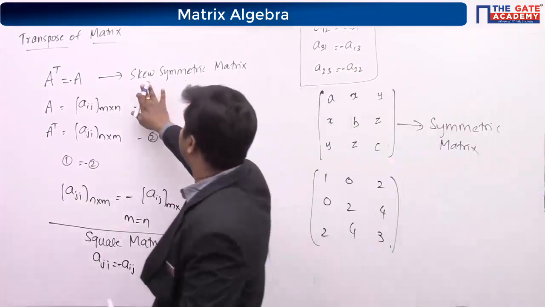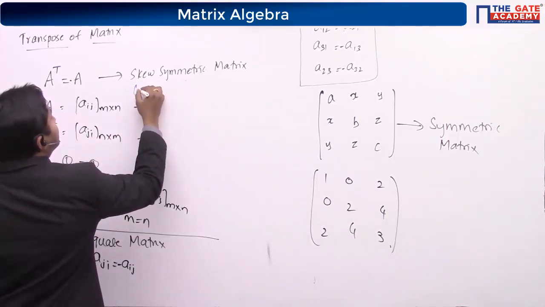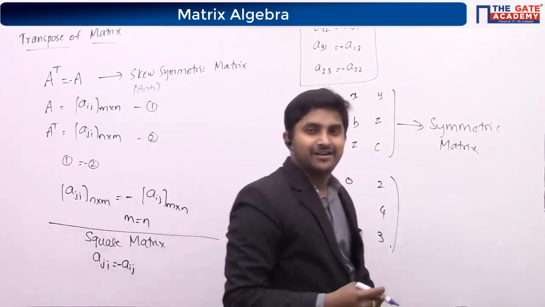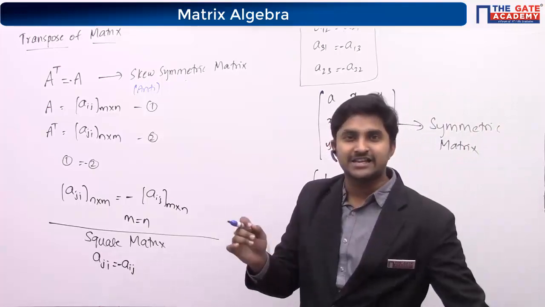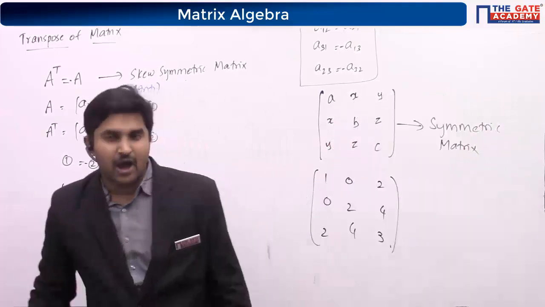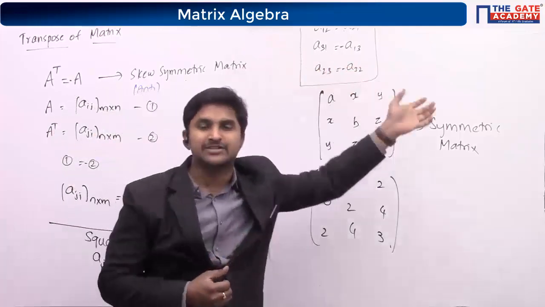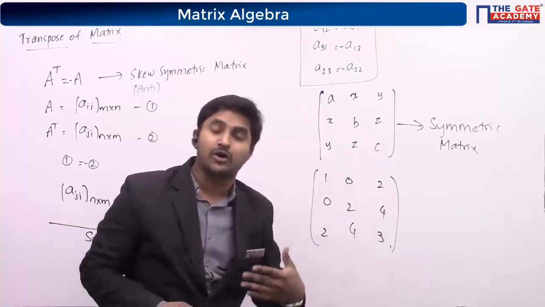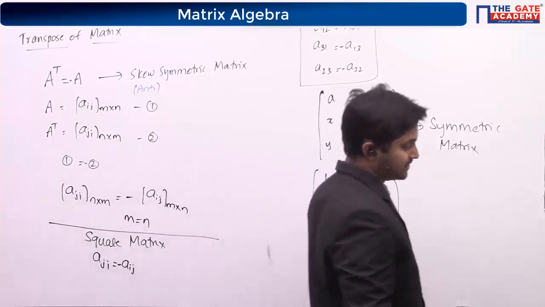Sometimes, instead of saying skew symmetric matrix, we can also call it an anti-symmetric matrix. We can call the same matrix an anti-symmetric matrix. Now, we have talked about the off-diagonal elements. Off-diagonal means those elements which are not part of the principal diagonal. Now, when it comes to the remaining elements, what are they?